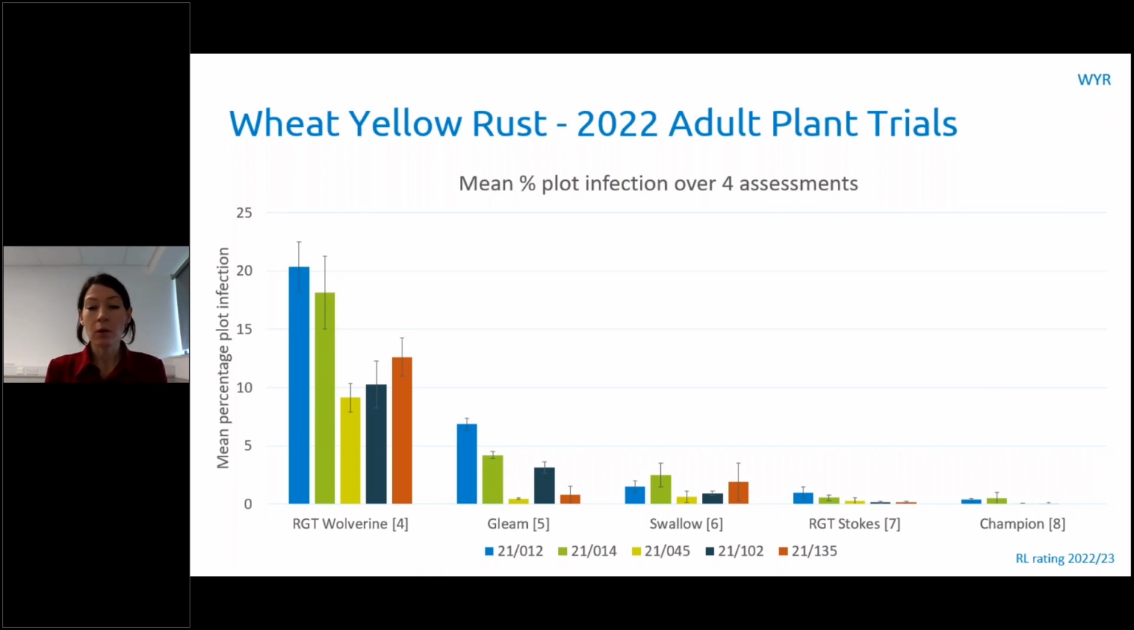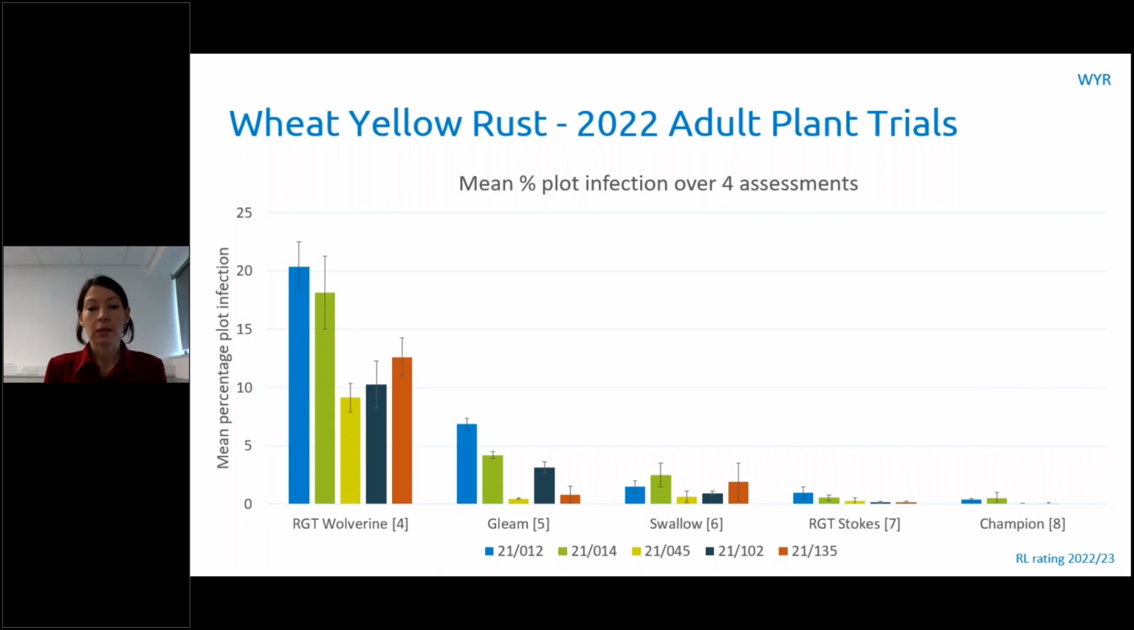If we take Swallow in the middle there, I've just picked out Swallow to represent the varieties rated 6, and you can see, yes, we saw an infection with all 5 isolates, but at really quite low levels of between 1 and 3%. RGT Stokes, with a rating of 7 last year, again, very small trace amounts with some of the isolates. And then we have Champion Lars with a rating of 8, and again, just a smidge with 2 of the isolates there.